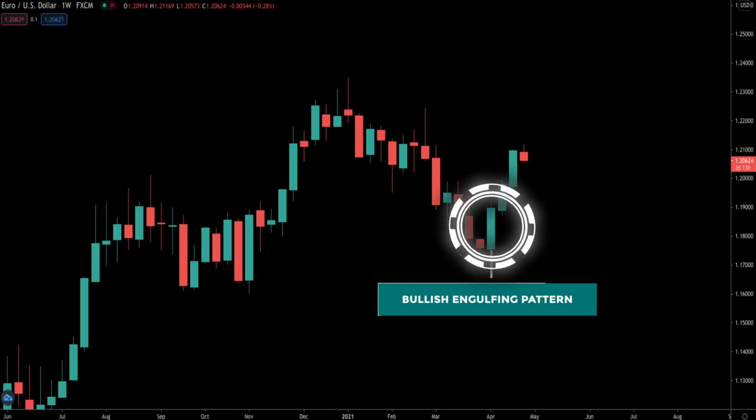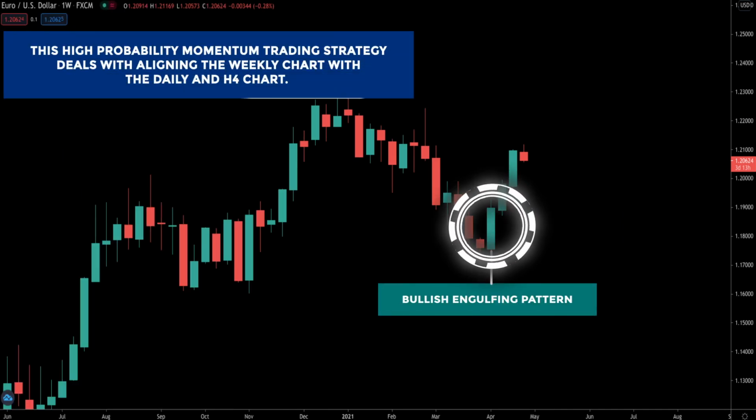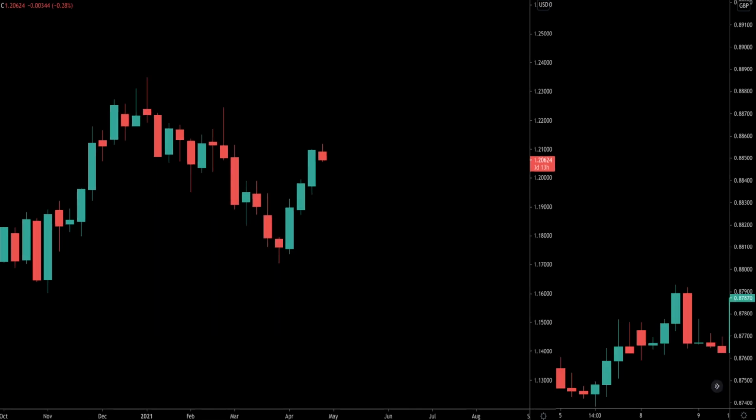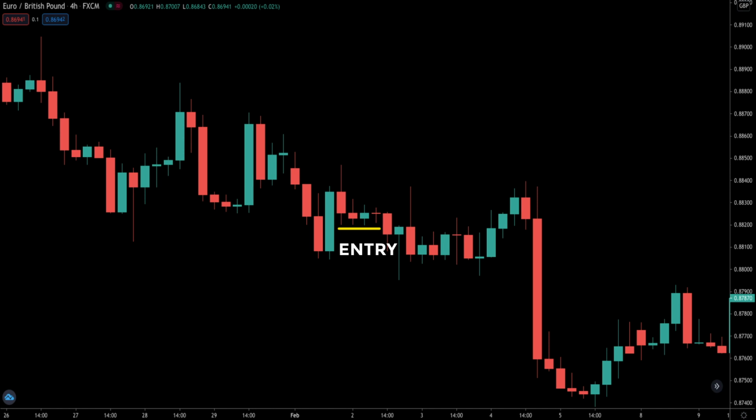So summing up this video, this high probability momentum trading strategy deals with aligning the weekly chart with the daily and H4 chart. We are looking for an engulfing pattern on higher time frame and fine-tuning our entries in the H4 chart using either an engulfing pattern or an inside bar.